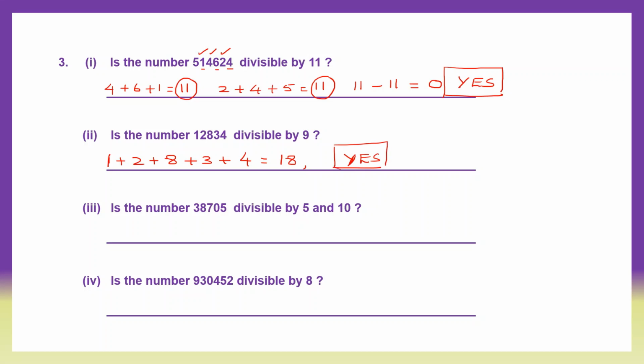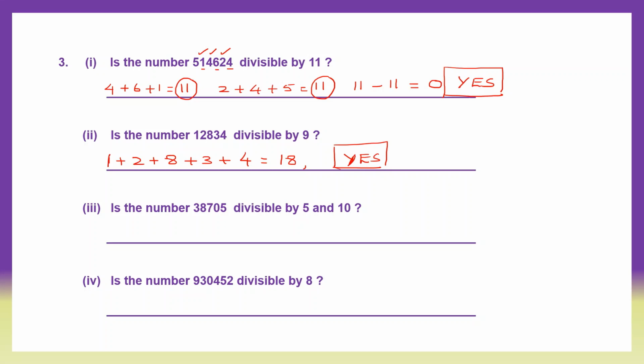So now let's go on to the next one. Is the number 38,705 divisible both by 5 and 10? Okay, what is the test for 5? The number has to end in 5 or 0. So it's ending in 5, so it's divisible by 5. What is the test for 10? The number has to end in 0. But here the number does not end in 0. So it is not divisible by 10, but it is divisible by 5.